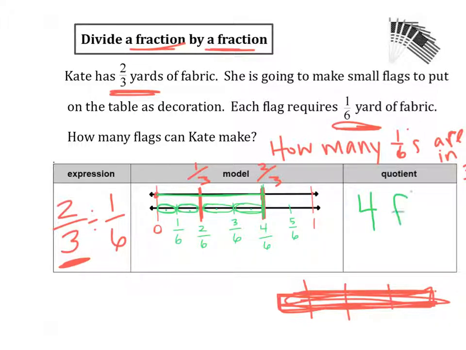She would be able to make 4 flags that each used 1/6 of a yard of fabric. So we took a fraction and divided it by a fraction and ended up with a whole number, which might seem kind of silly, but that's the way it works out. It follows our rule of whenever we divide by a number that's less than 1, our quotient gets bigger. Remember, our parts are smaller, but we have more of them now. So 2/3 divided by 1/6 is equal to 4.